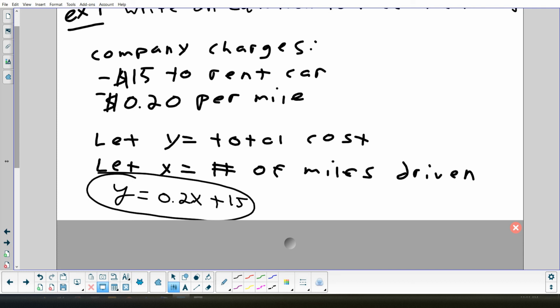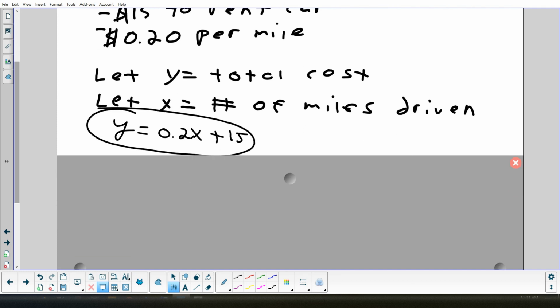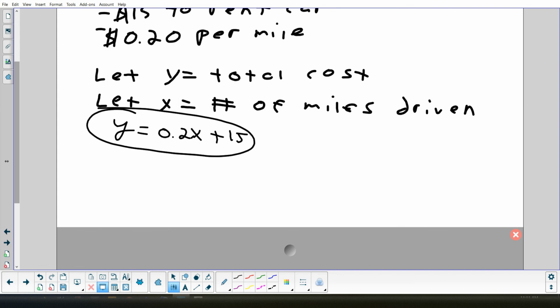This is a good time, really quick, to bring it up. What's the slope of that? 0.2. Yep. And the y-intercept? 15. Yep. Just making sure we remember that. Okay, so there's our equation.